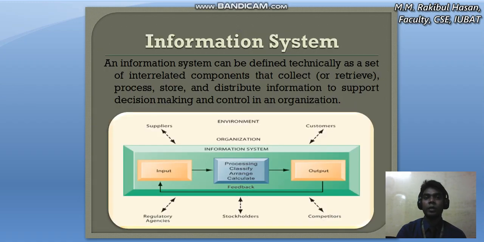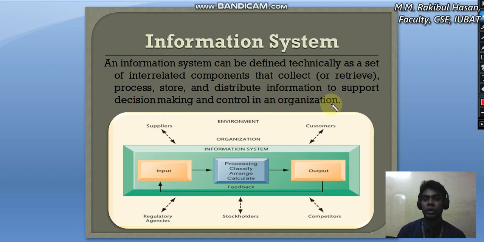At first, I would like to discuss information systems. What is an information system? The formal definition given here: an information system can be defined technically as a set of interrelated components that collect, process, store, and distribute information to support decision making and control in an organization. So this is the definition.